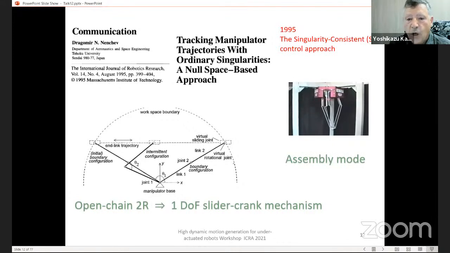They used to call this assembly mode in parallel robotics, because in order to change that configuration, it was thought that you have to disassemble the mechanism and assemble it from the right elbow to the left elbow configuration. So now with this control method, you don't have to think about assembly mode.